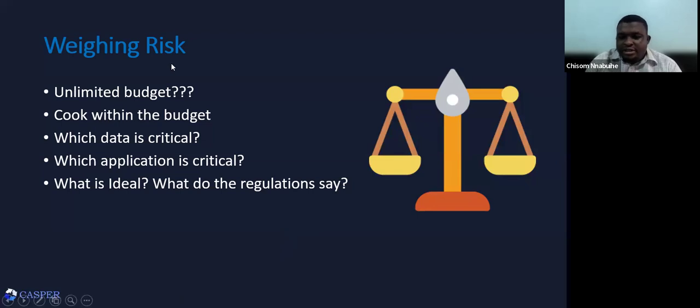So weighing risk. How do we weigh risk? Because it's obvious that we can't do live replication for all the applications that we run, or for all the servers that we run, or for all the user workstations and all of that. So how do we weigh which one is more important? How do we weigh what actions we should take to secure our data?